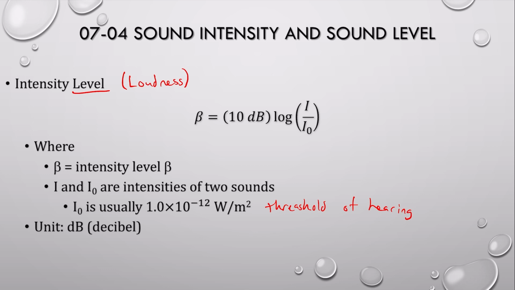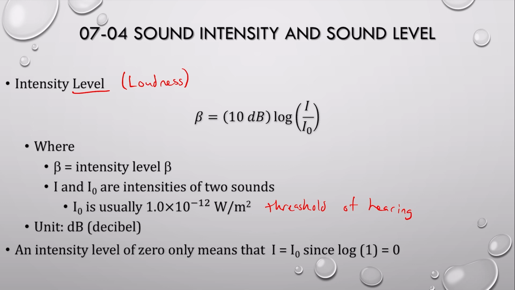The unit, dB, is a decibel, 10 bels. And note the intensity level of 0 means simply that your two intensities are exactly the same, with the same loudness. This is comparing two loudnesses. It's just we often compare to the threshold of hearing.